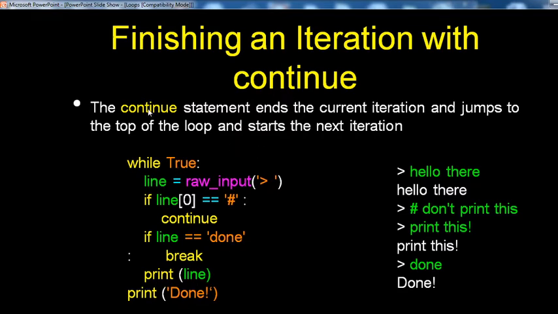See here, what happened? The continue statement ends the current iteration. What is the current iteration here? That is if line[0] is the hash mark, it jumps to the top of the loop and starts the next iteration; that is your continue. You jump to the while True, line equal to raw_input, if line[0] continue, you jump to the top of the loop again and start the next iteration in this way.